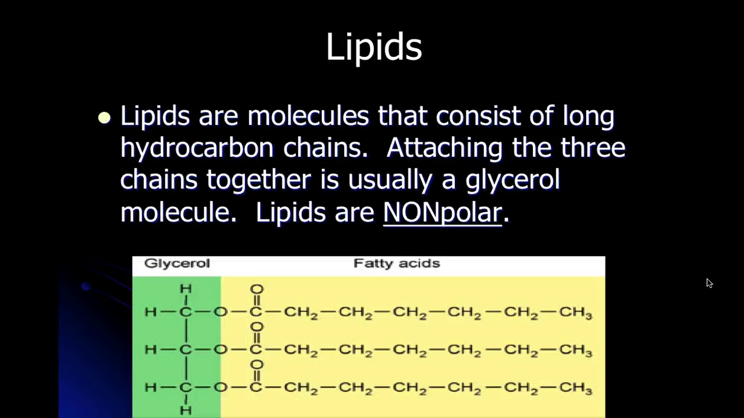So lipids are molecules that consist of long hydrocarbon chains. Attaching the 3 chains together is usually a glycerol molecule. Lipids are nonpolar, which means they don't want to mix with water. Here is an example of a lipid molecule. We have our glycerol head and our fatty acid chains.